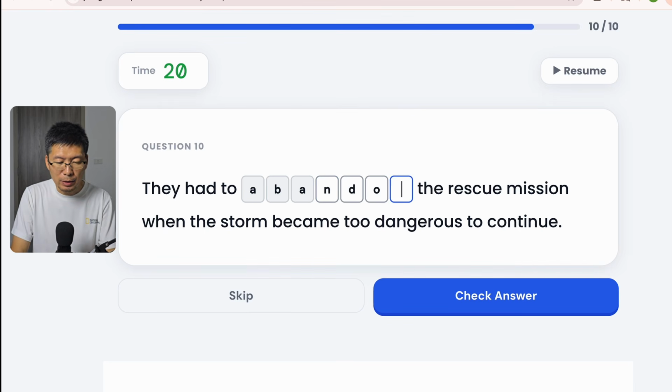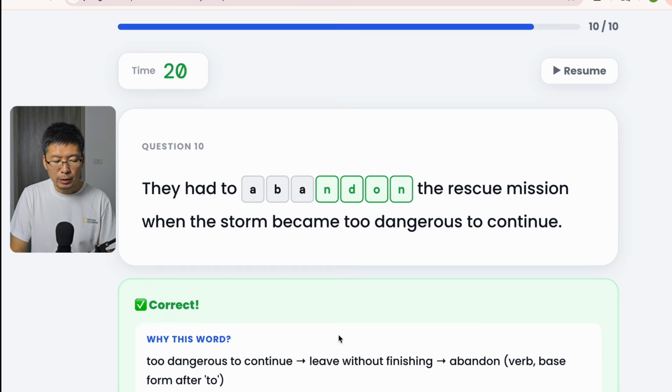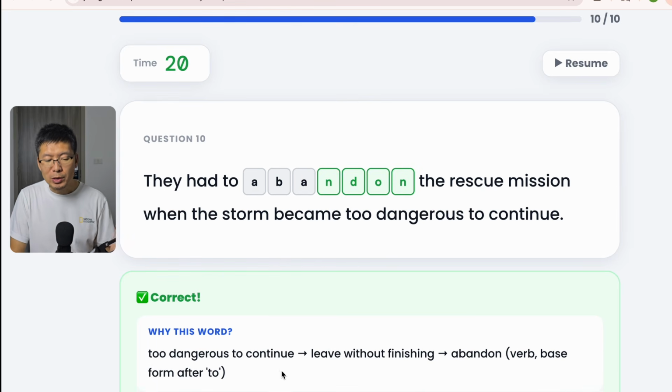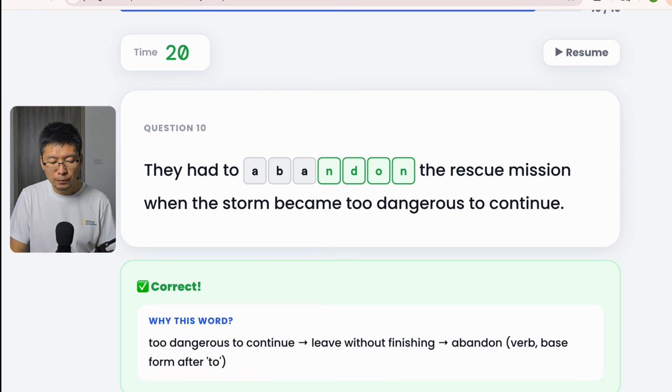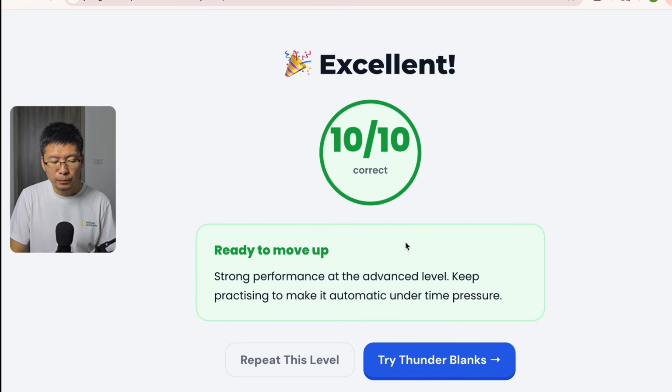Okay, the answer is abandon. Check. Okay, it's too dangerous to continue, so leave without finishing. So it's abandon. Okay, so we just finished the 10 questions at least level. So how many have you answered these questions correctly? If you can answer more than 8 questions correctly, it means your foundation for the DET is at the 120 level. Okay, but in the real test, we cannot pause the timer.